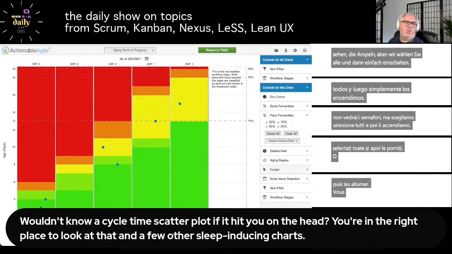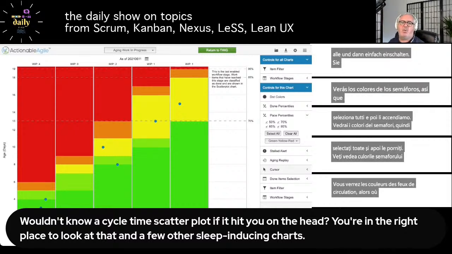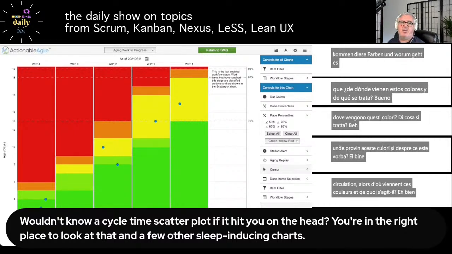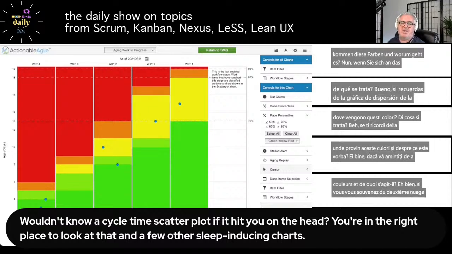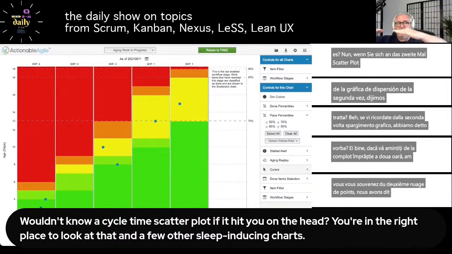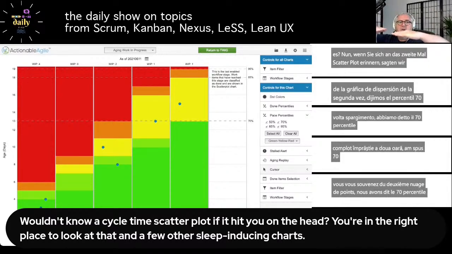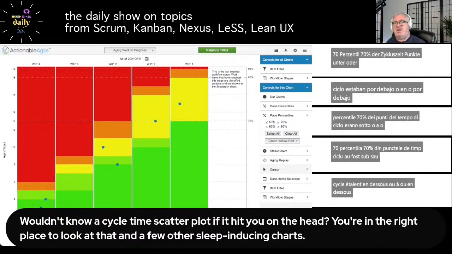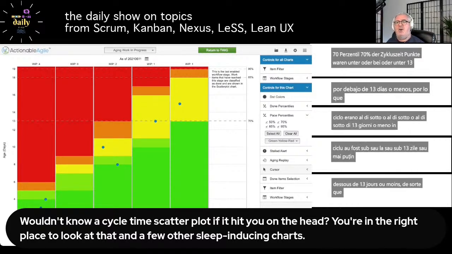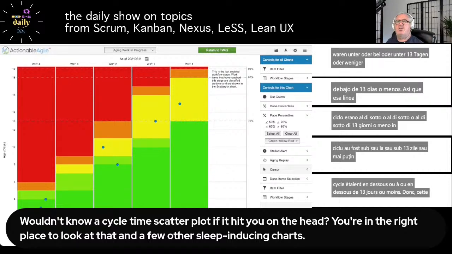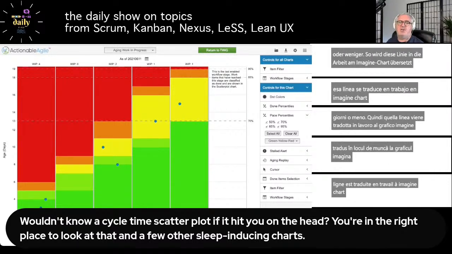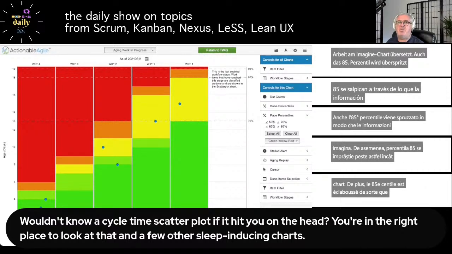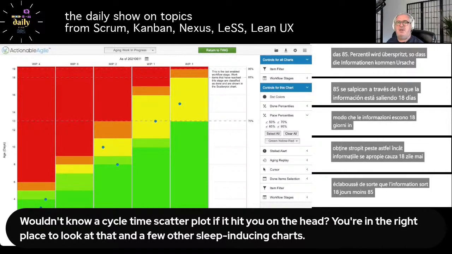So where do these colors come from, and what are they all about? Well, if you remember from the cycle time scatter plot, we said for the 70th percentile, 70% of the cycle time dots were at or below 13 days. So that line gets translated onto the work item aging chart. Also, the 85th percentile gets plotted across. So the information is coming across: 18 days or less, 85% of the time; 19 days or less, 95% of the time.